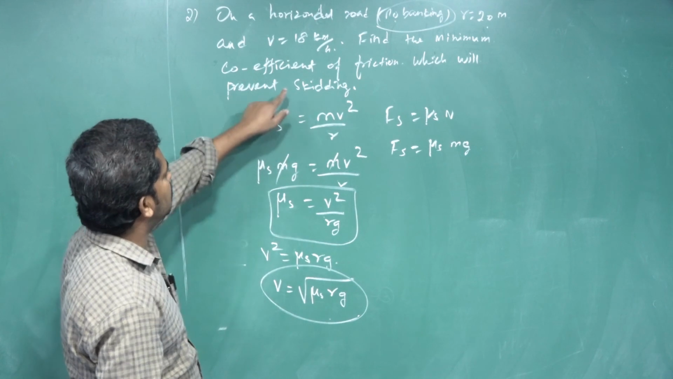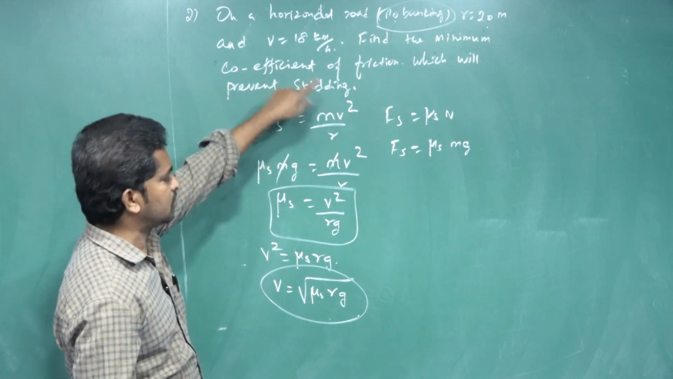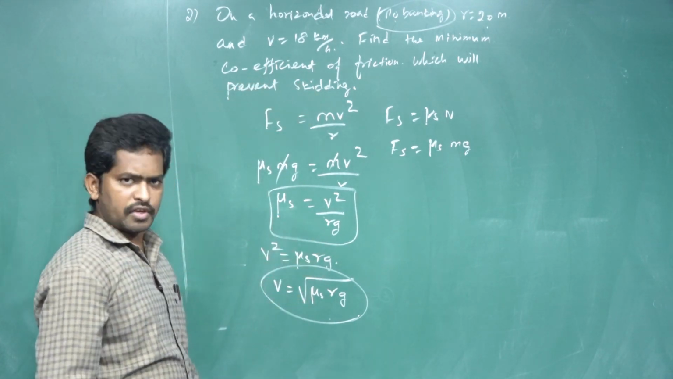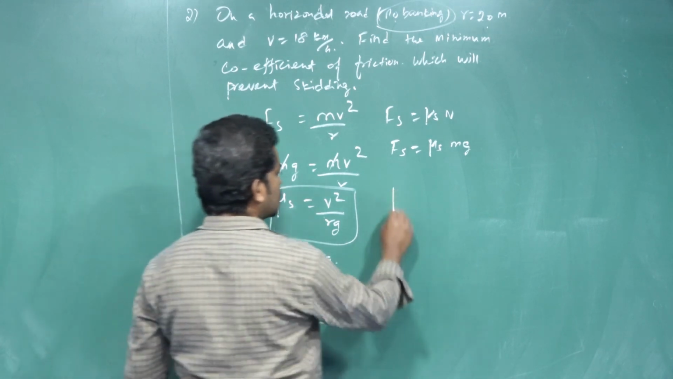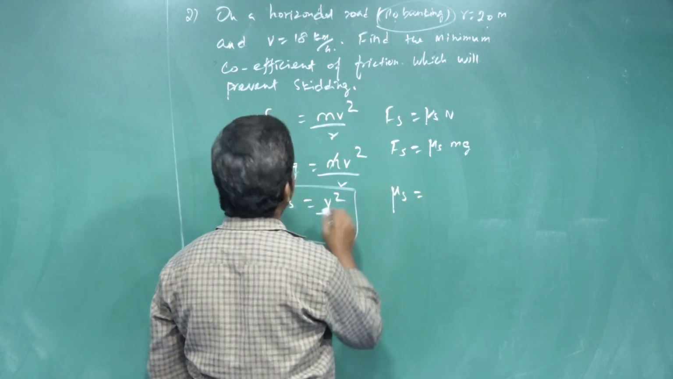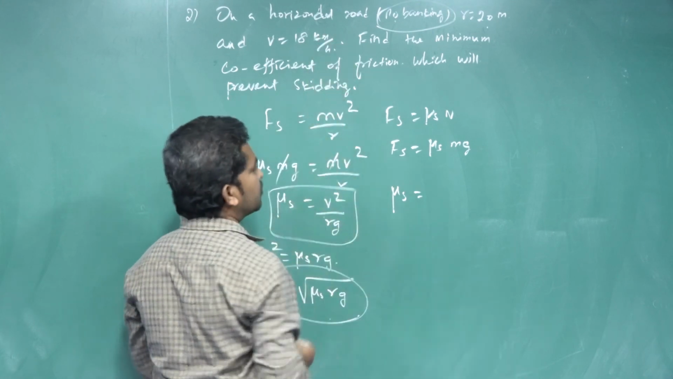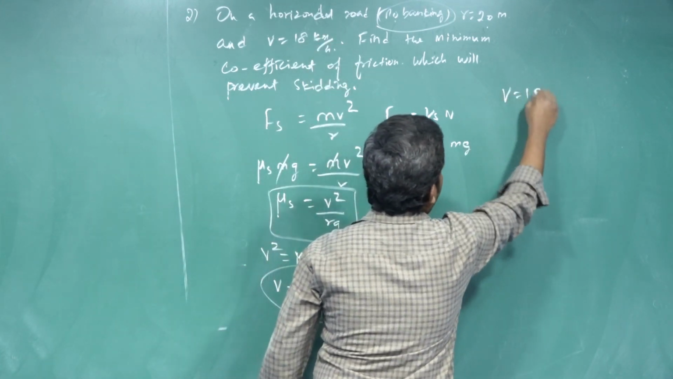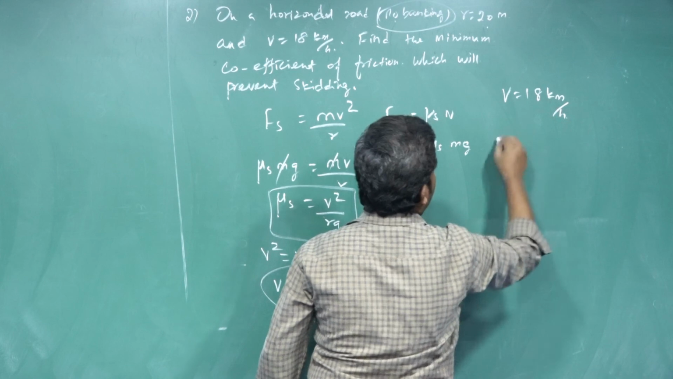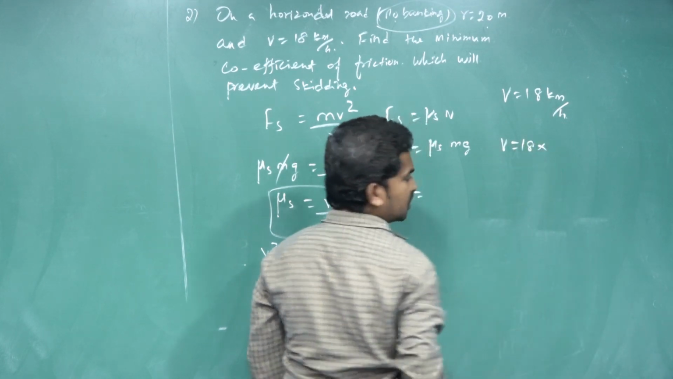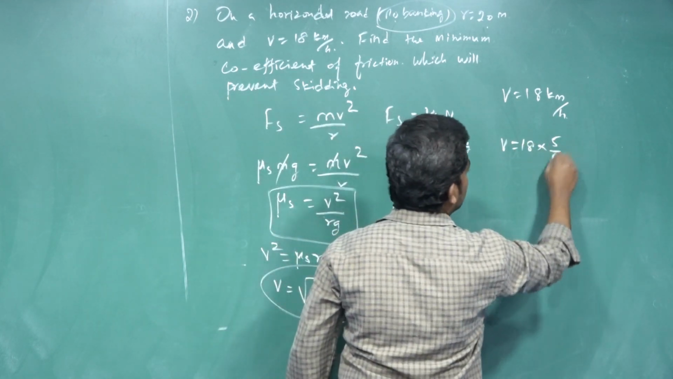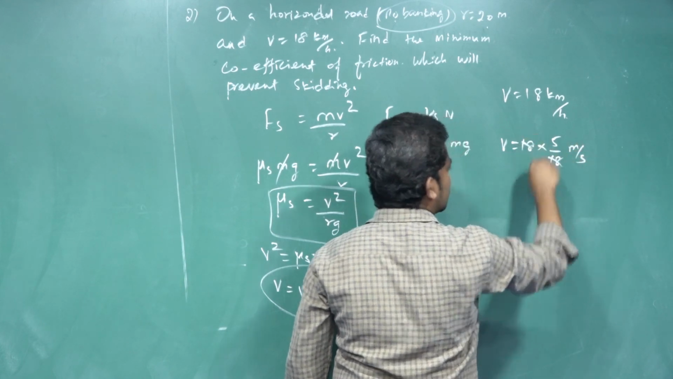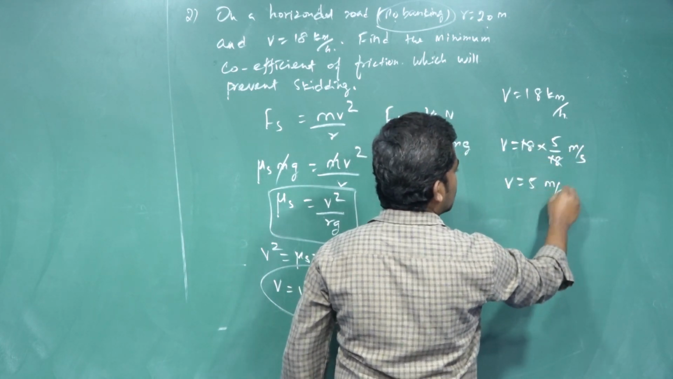So I want to calculate this. What is the minimum coefficient of friction? Mu s is equal to v square divided by rg. The V value is 18 kilometer per hour. Converting to meter per second, V is equal to 18 times 5 divided by 18 meter per second. So 18 cancels, and V is equal to 5 meter per second.